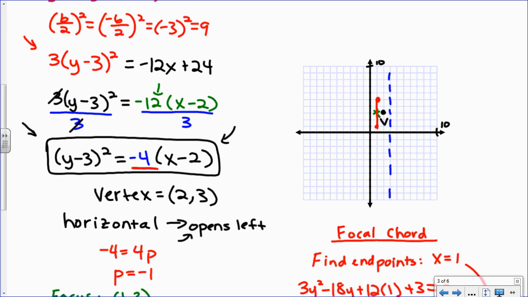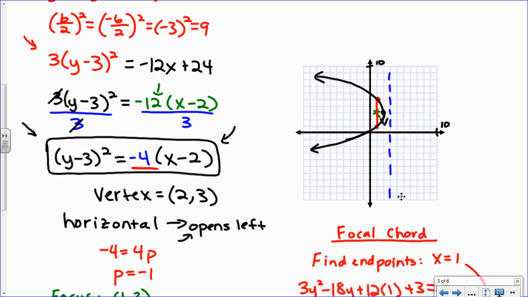So 1, 1, 1, 5. And then use those to draw in your parabola. Okay, on your test, you won't have to identify the focal chord. However, to draw an accurate parabola, I want you to find another point besides your vertex.